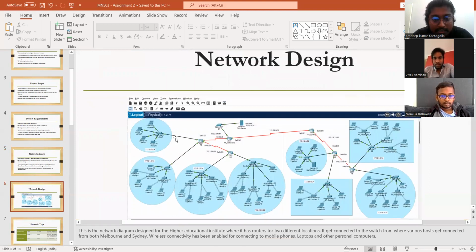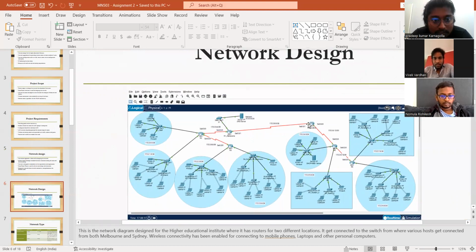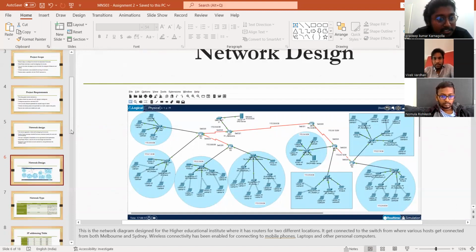Here are the two campuses, Melbourne and Sydney, which are divided into the student network as well as the staff network. So these are all the student networks and these are all the staff networks, which are connected by the switches, routers and the different LANs, which are connected to the network. The next slide will be discussed by Rishikesh.